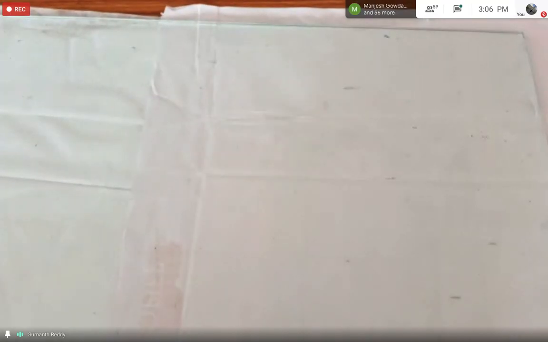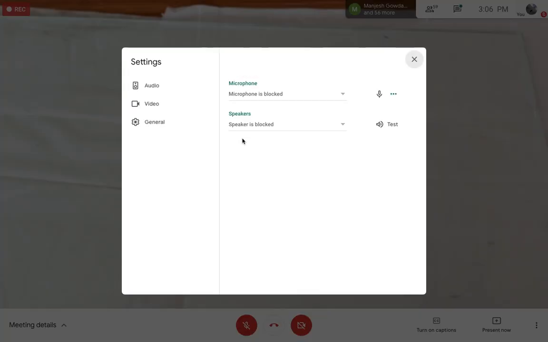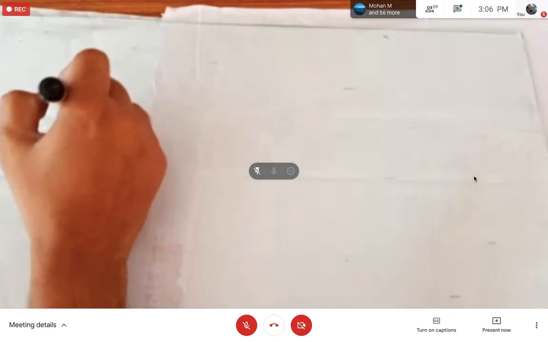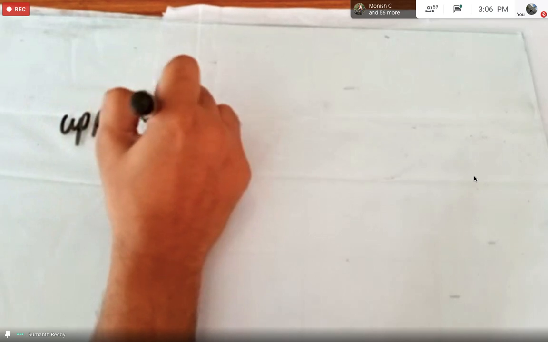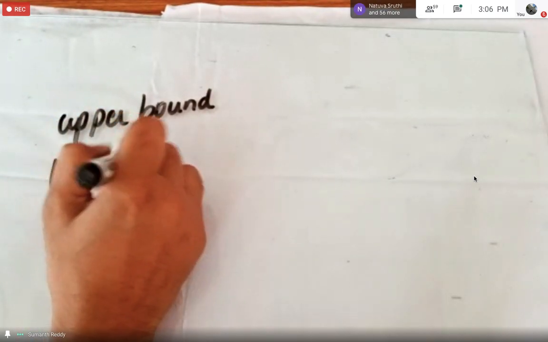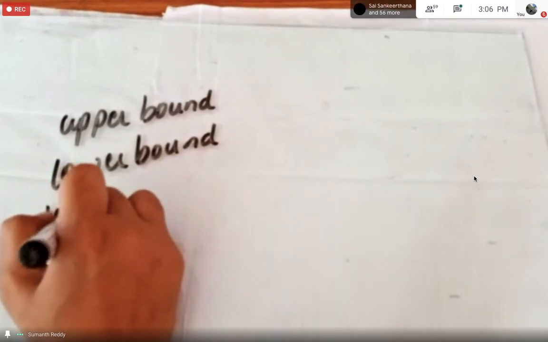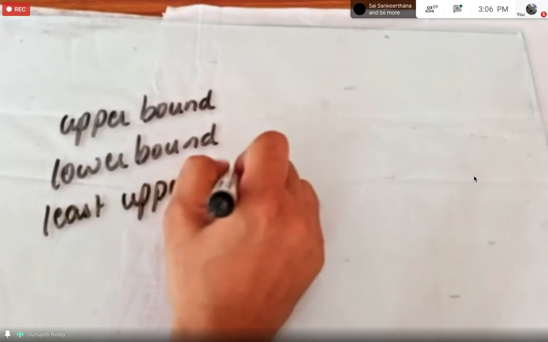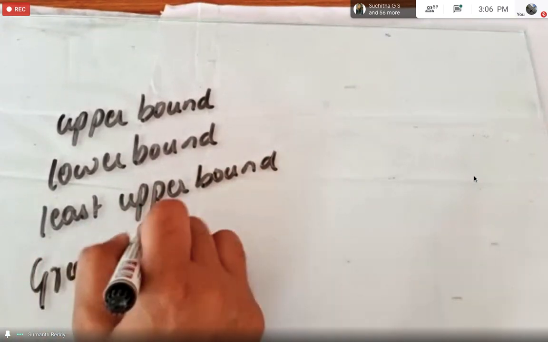like maximal element, how to find the maximal element, minimal element, greatest and the least element. Okay, so similar to that, we have four more properties. They are upper bound, lower bound, least upper bound, and then greatest lower bound.